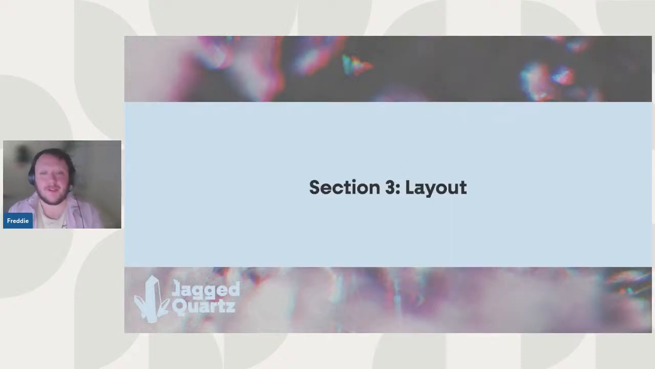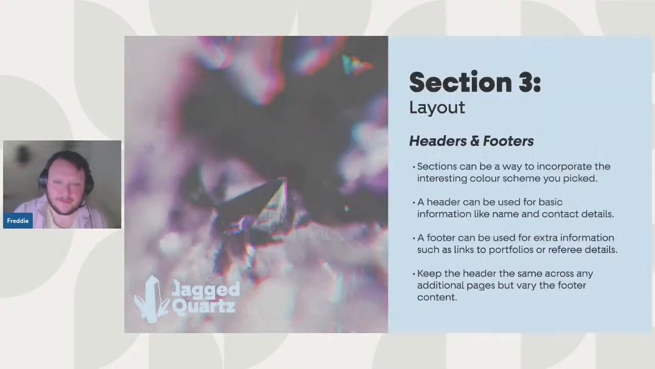So now we go on to the final section, which is all about layout. So how you structure the information within your CV. We've talked about how the individual aspects of it should look, and now how do you piece it together? So a good place to start can be using headers and footers, or at least some kind of sections to break up the information into more digestible pieces.